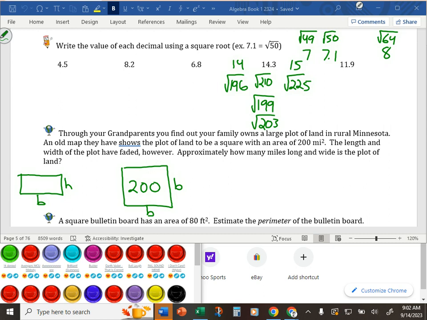So if we're going to take base times height to get that 200, but we know that the height is the same as the base, then base times the base will be 200. What do we know about b times b? What's another way to write that? B squared. Something times itself, right?